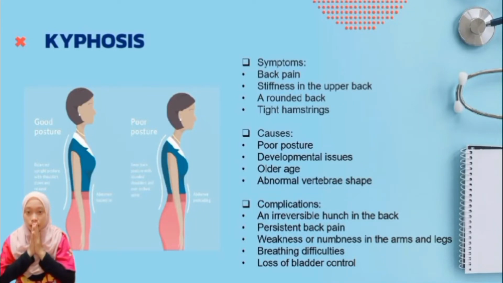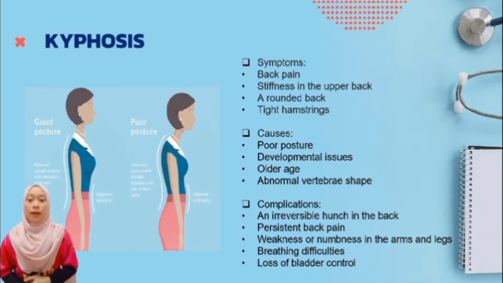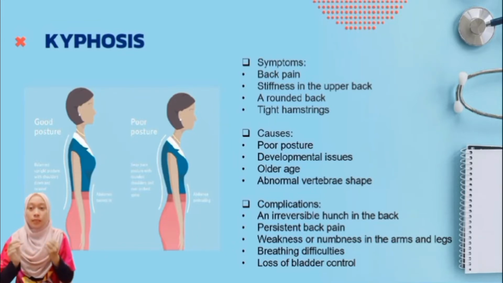Okay, as we know, kyphosis is an abnormal curve at our back, which is a symptom that we can see. The common symptoms are back pain, stiffness at the upper back, or rounded back, and also tight hamstring. Okay, the causes of this kyphosis are poor posture, developmental issues, older age, because as I have told, it can basically happen to adolescents. And then the last cause is abnormal vertebral shape.